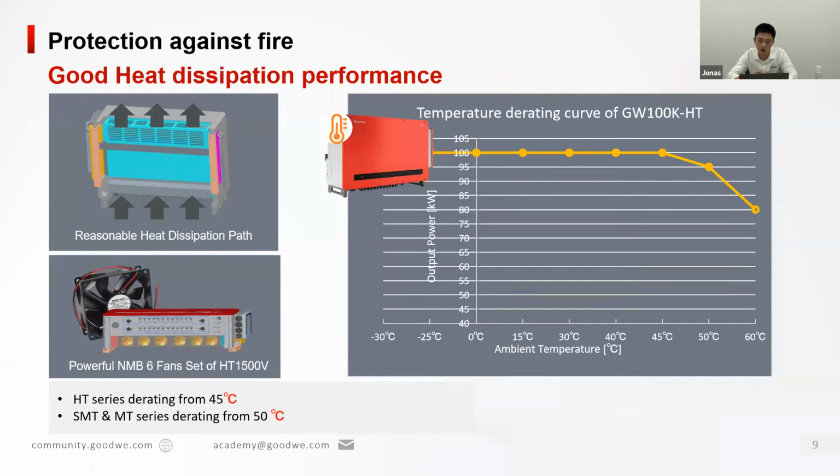This is the temperature derating curve of the HT 100 kilowatt. The greater the power is, the more heat the inverter will generate. So when the temperature inside the inverter is very high, the inverter will start derating. We can see for this 100 kilowatt HT, it starts derating from 45 degrees, while our SMT and MT series derate from 50 degrees, which is much better than other brands on the market.